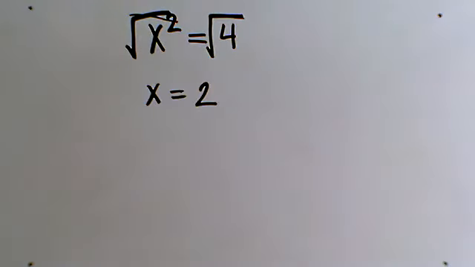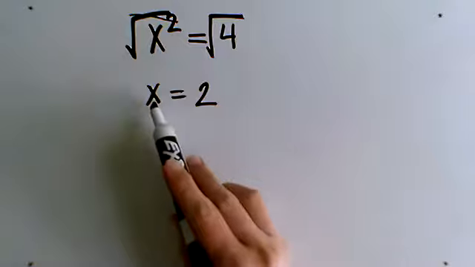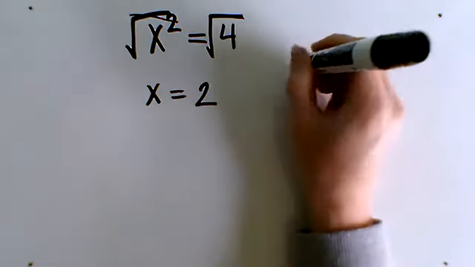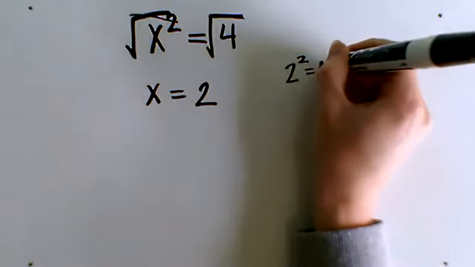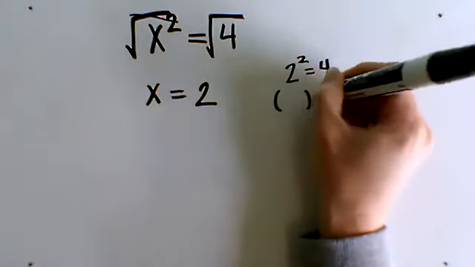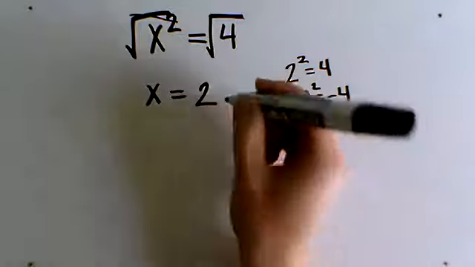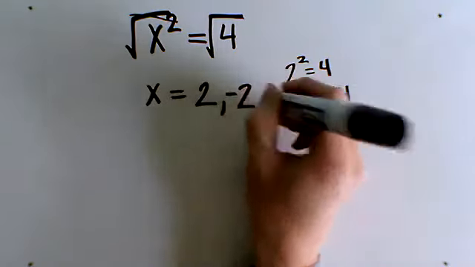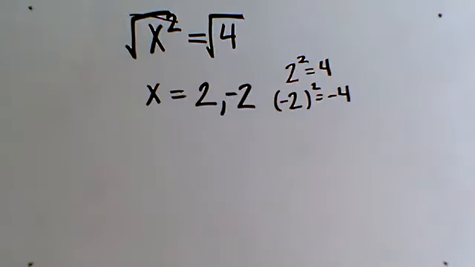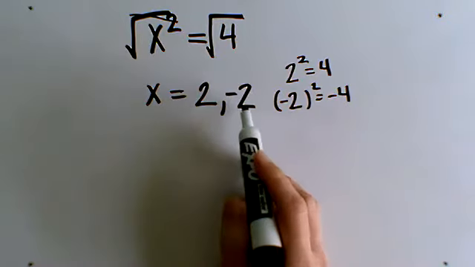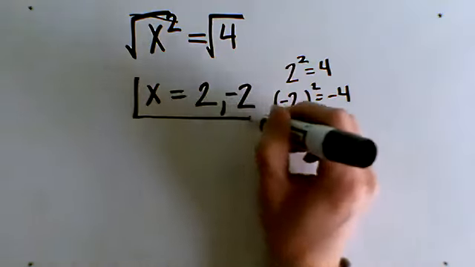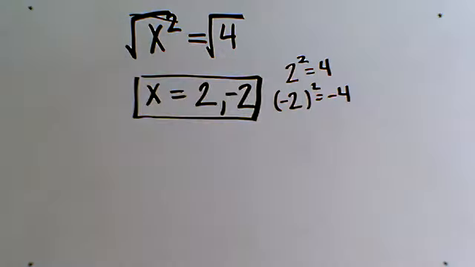However, when we're solving, we are looking for all possible values of x. So I know that if I do 2 squared, I would get 4. But I would also get 4 if I do negative 2 squared. So when we take the square root, when solving, we actually have two solutions, the positive and the negative. Both of these would make our equation true. So now let's look at another example.